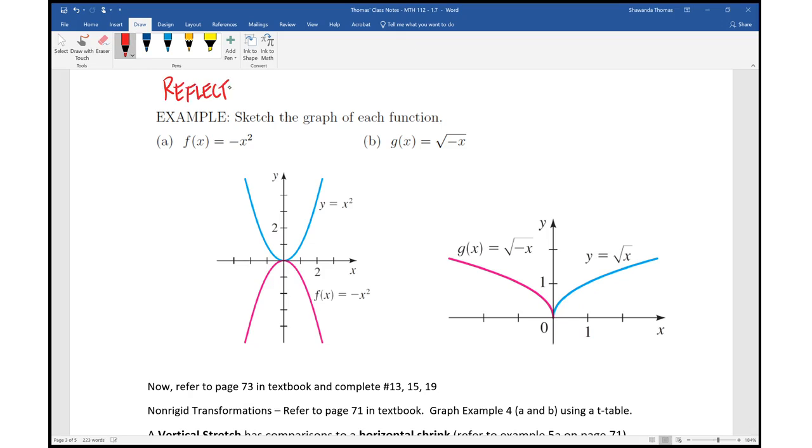When we think about reflections, we think about a mirror image. So for part A, we have the original parent function here, x squared. But notice that f of x equals negative x squared, making that leading coefficient negative, reflects this graph over the x-axis.